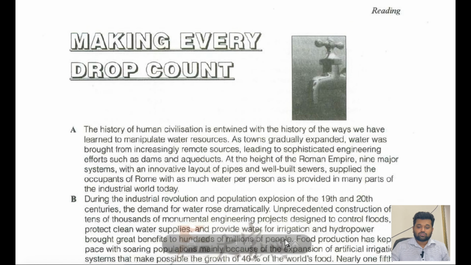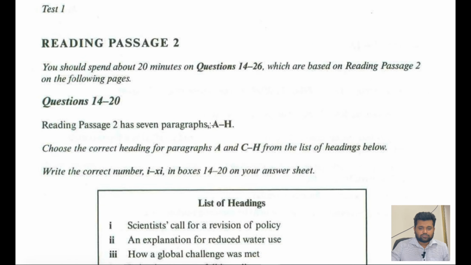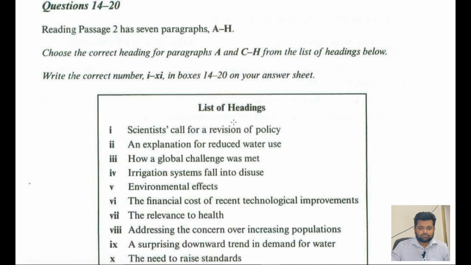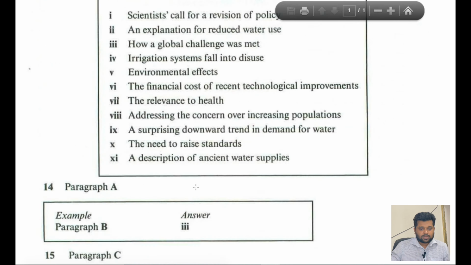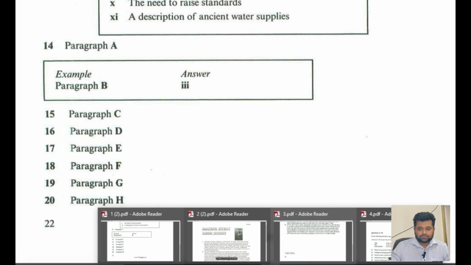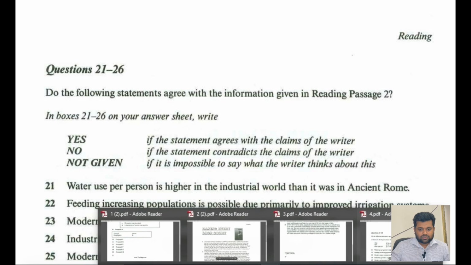Okay, so let us go to the question. What type of patterns are in the passage? At first we see that the first pattern is list of headings, headlines. From the first pattern we see 14 to 20, here is 7 questions. Then the next pattern of question is true false not given. Here is 21 to 26. So in this passage we only have 2 types of question patterns.